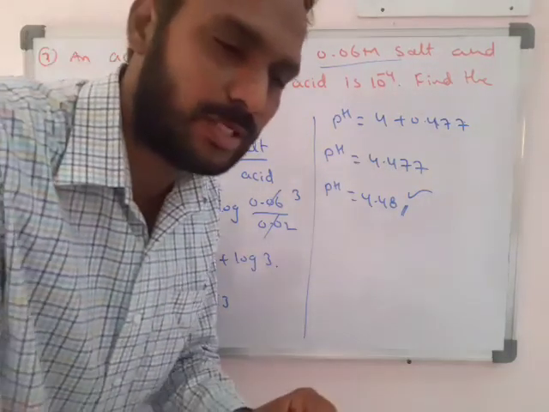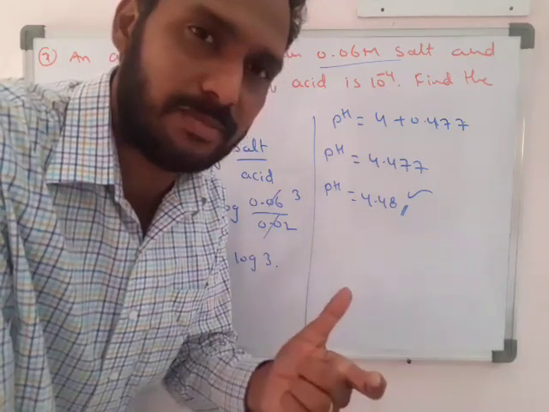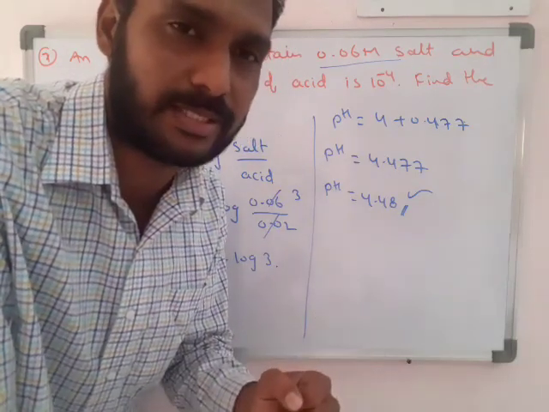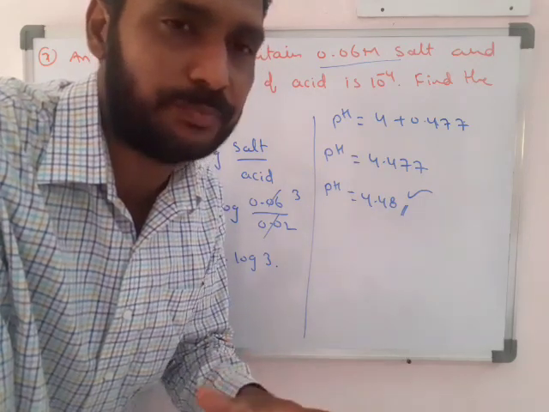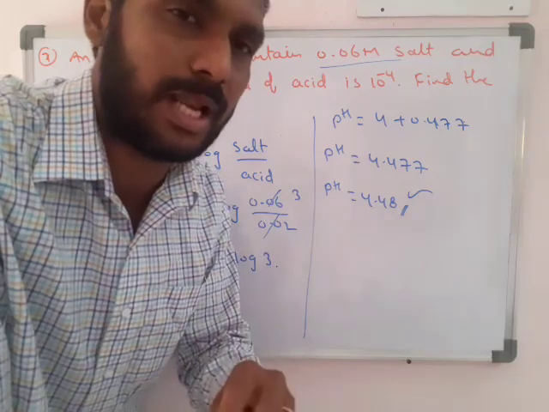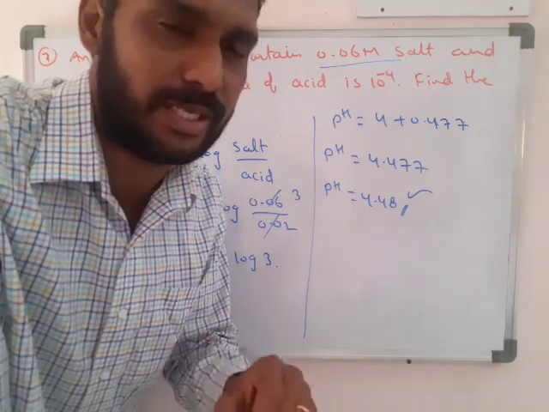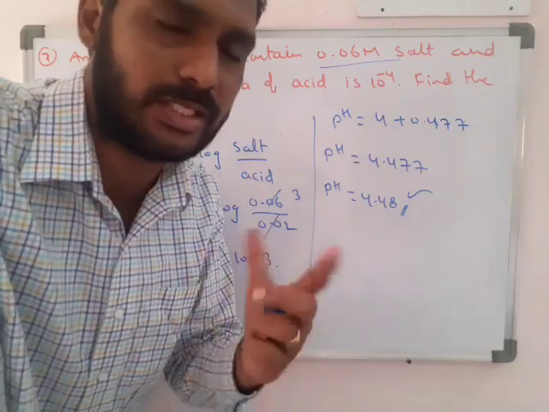Today we did very simple problems: direct acidic buffer pH, basic buffer pH calculations, and some buffer capacity problems. Tomorrow we will see some more difficult problems on buffer solution pH. Okay, so try to practice the problems at least 2 to 3 times.